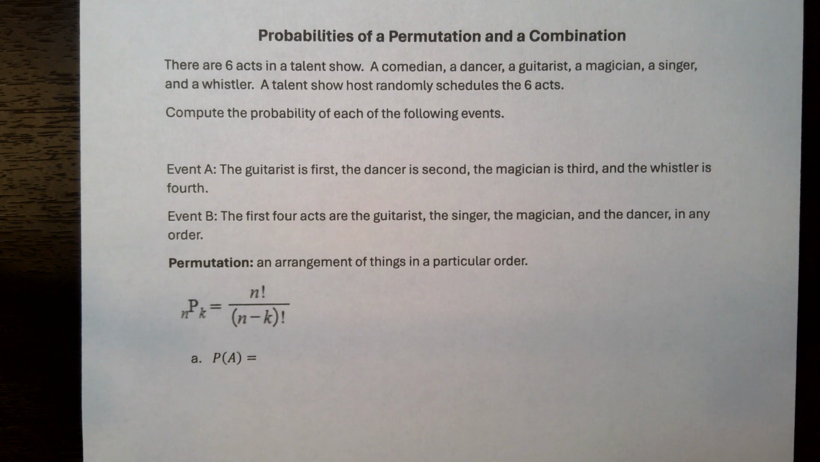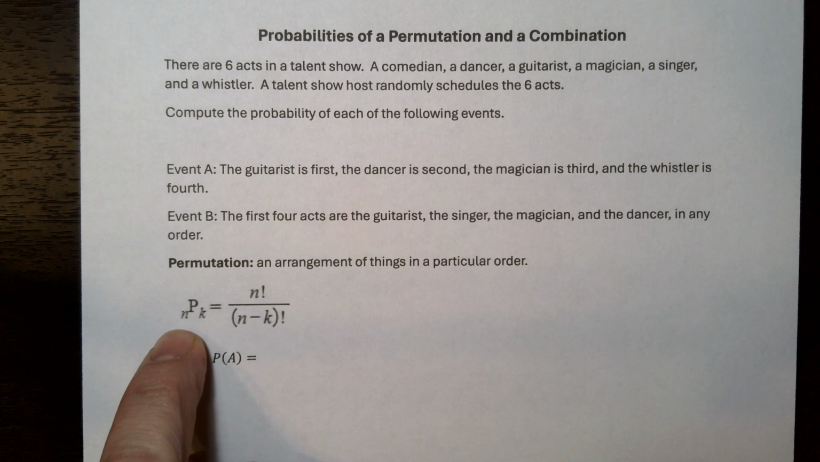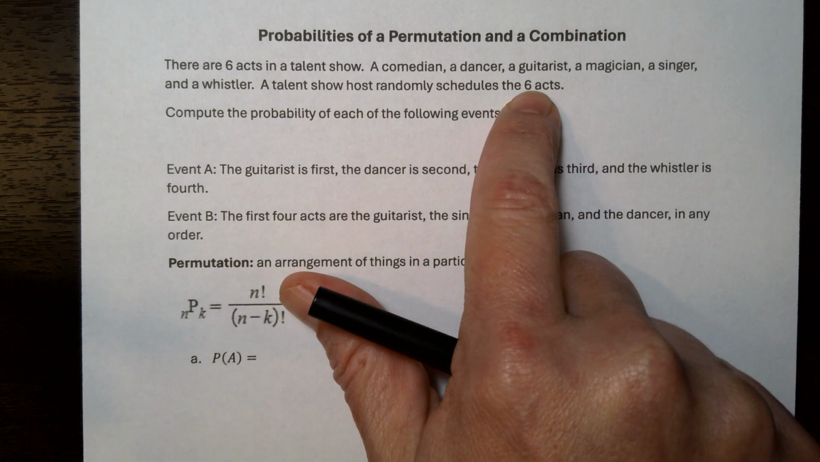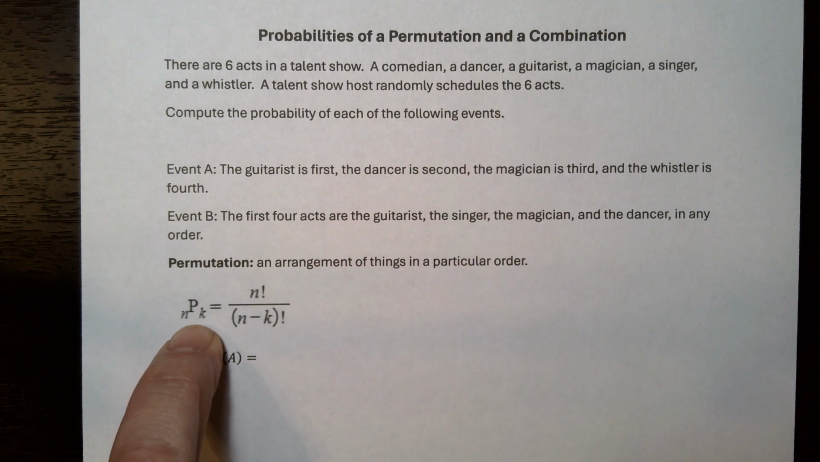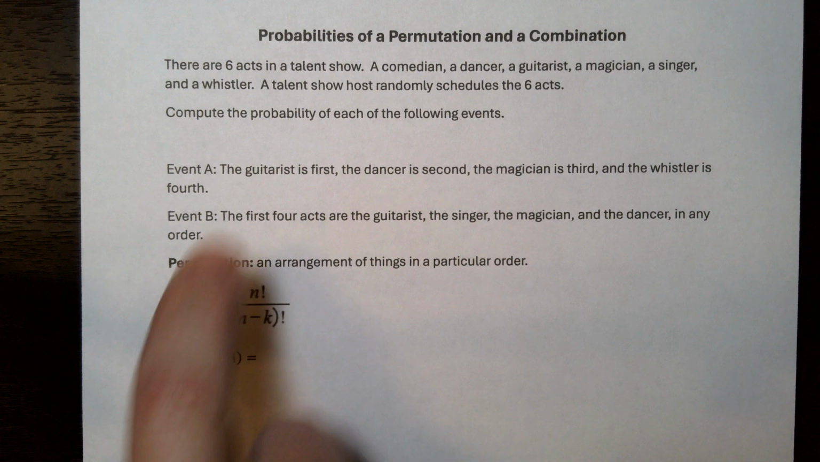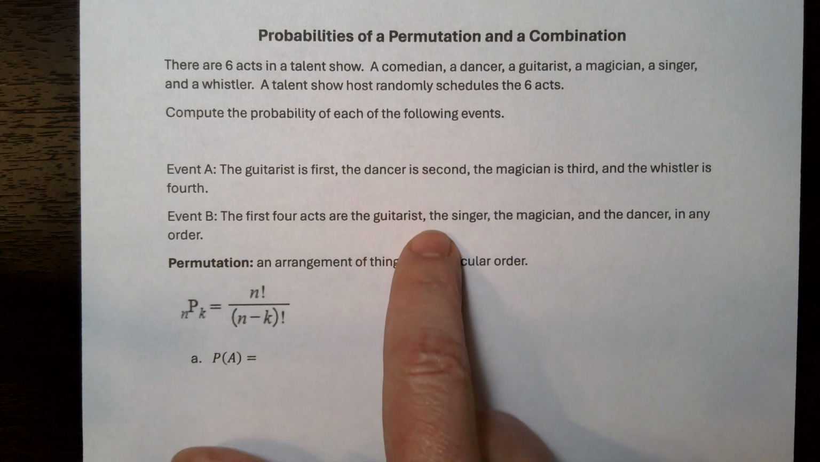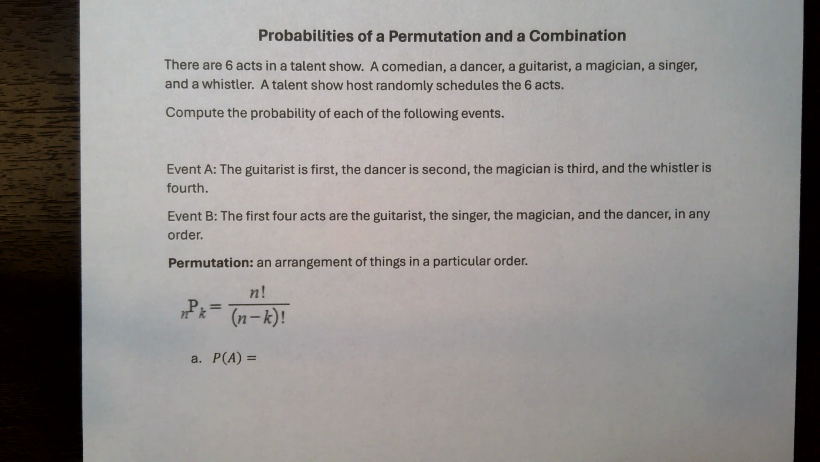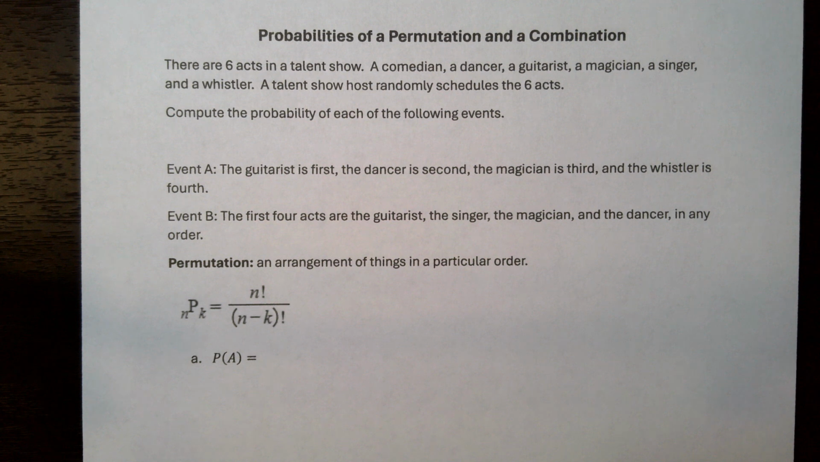N in this is a permutation with N and K. N describes how many total things there are, so there are 6 total acts. And K stands for how many you're choosing. In both of these, our K is going to be 4 because we're choosing 4 acts out of the 6. And this is the formula for the permutation of N and K.